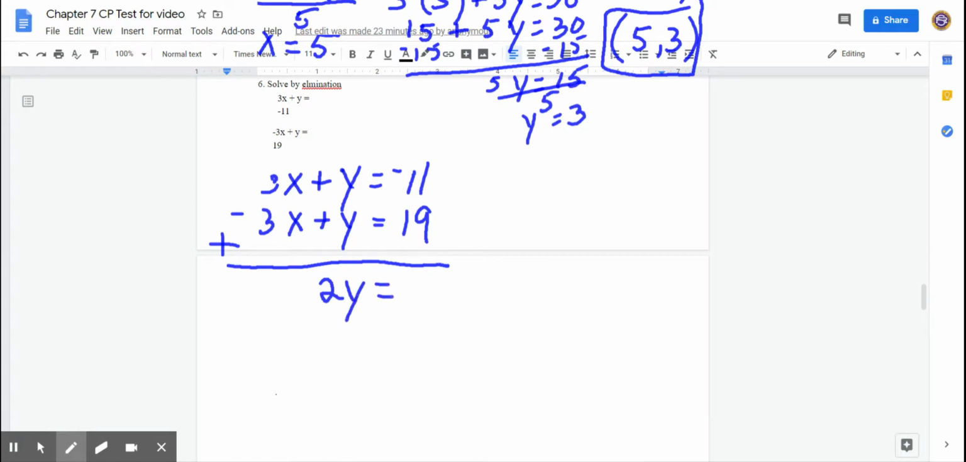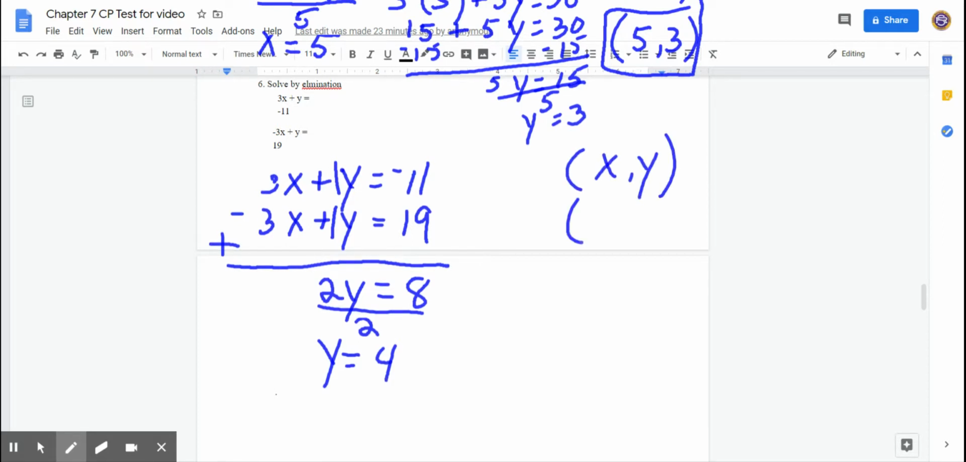Some of you put just y, so that's where you made your careless mistake. Remember, there's a 1 here and a 1 here. You have 2 y's. Divide by 2, and y equals 4. Again, what are we finding? We're finding an ordered pair every single time.